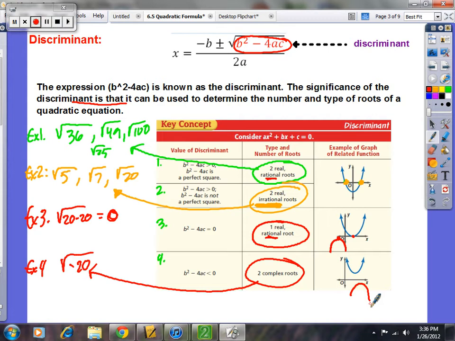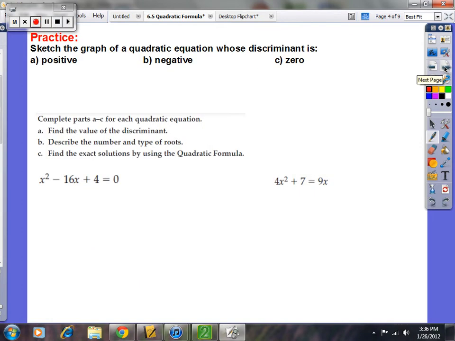So the discriminant is what's underneath the square root, and that tells you what type of graph you're going to look at and how many roots you're going to anticipate. So let's use it in a problem. Practice. Okay, sketch the graph of a quadratic equation whose discriminant is positive. So if you make a coordinate plane, an x-axis and a y-axis, the discriminant, that's what's under the square root. So if under the square root I have something that meets the criteria of A, if it's positive, like 16, what is it going to look like?